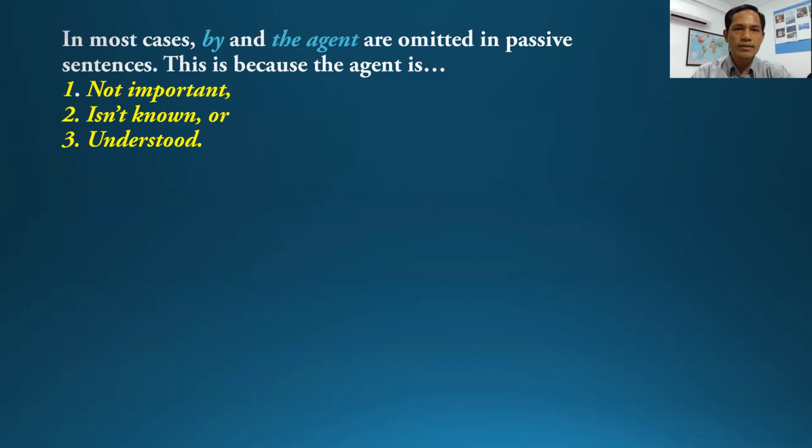Okay, now in most cases, by and the agent, what they call the agent, are omitted in passive sentences. Because sometimes we think that whenever we use the passive form, there must be a by and the agent, but it's not necessary in some cases. For example, we omit, that means we take out, because number one, the agent is not important. Or number two, it is not known, we don't know. Or everybody knows, so it is understood.